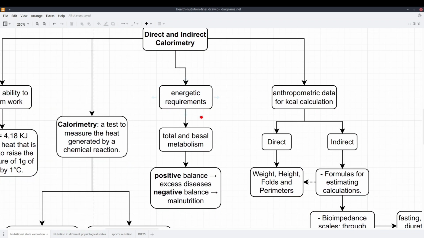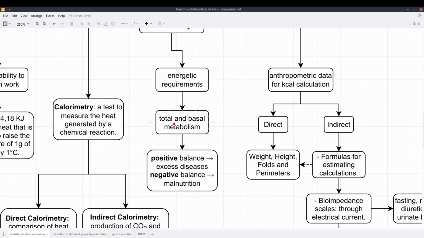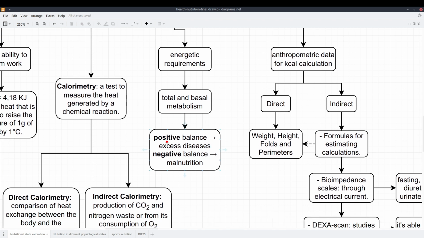Energetic requirements. Here we talk about total and basal metabolism. So a positive balance is when you have an excess of calories, and this can lead to diseases such as obesity and overweight. And then we have negative balance, which is malnutrition. We will see this in more detail later.